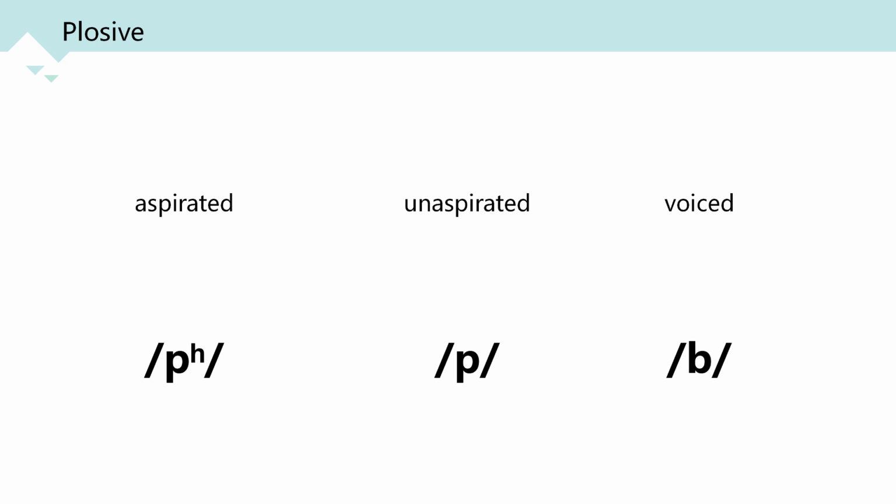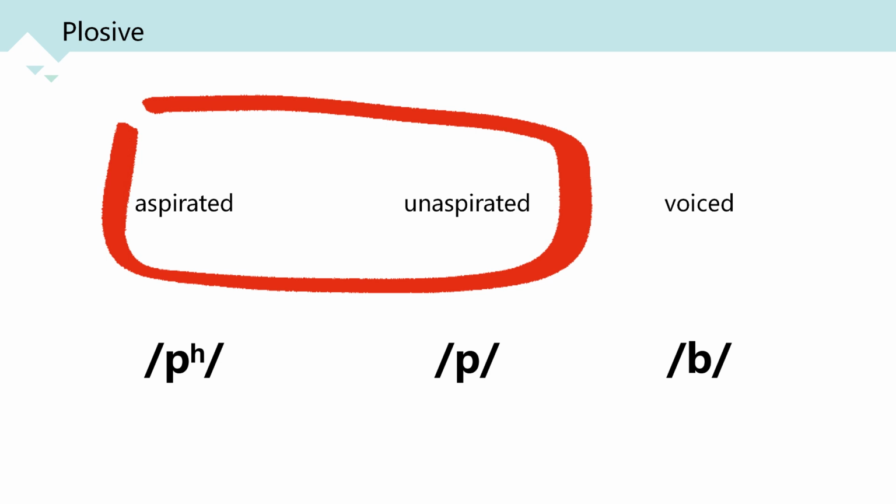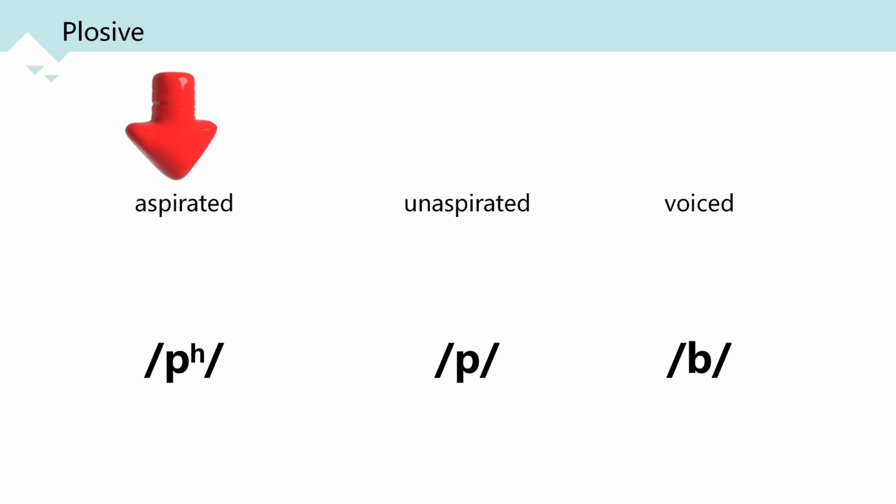To help clarify these concepts, I have created a comparison chart that may help you understand. First, let's discuss the difference between aspirated and unaspirated sounds. Both of these are voiceless sounds. A voiceless sound is produced without vibrating the vocal cords. You can create it without engaging your vocal cords. When you make an aspirated sound, the airflow is more pronounced.